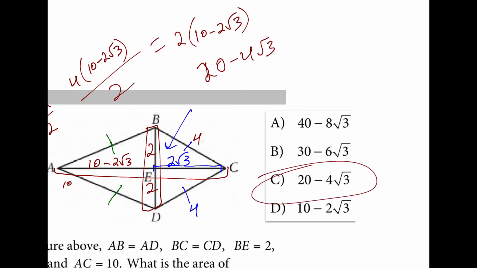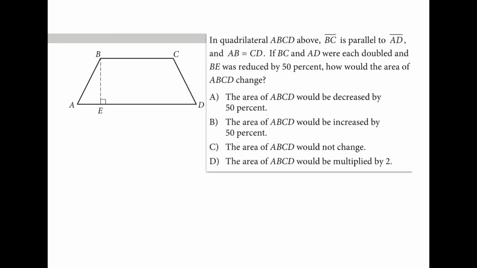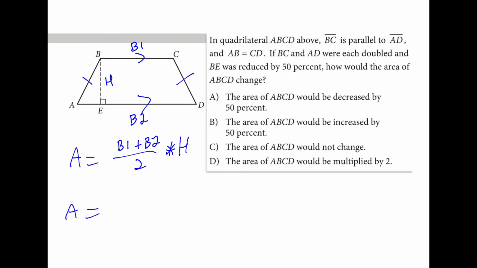C. With the givens, we know that this is an isosceles trapezoid. If we call this B1 and this B2, and this is our height, the original area can be found with the formula B1 plus B2 divided by 2 times H. For the new area, we're taking double the first base plus double the second base divided by 2, and we're taking half of the height. So if you double this side and you have that side, you're not actually changing the area.